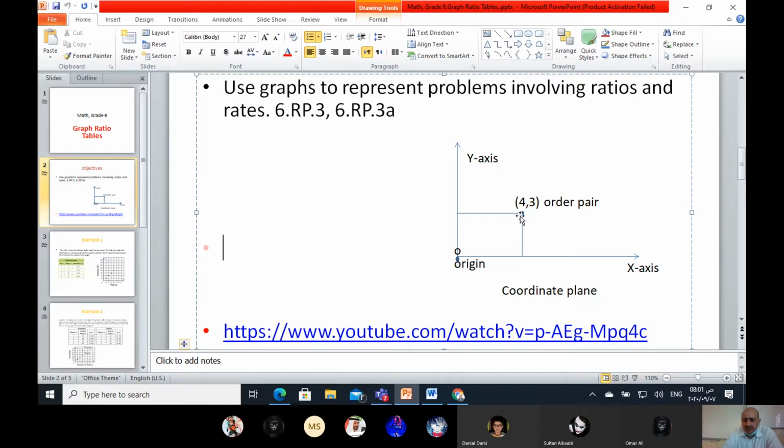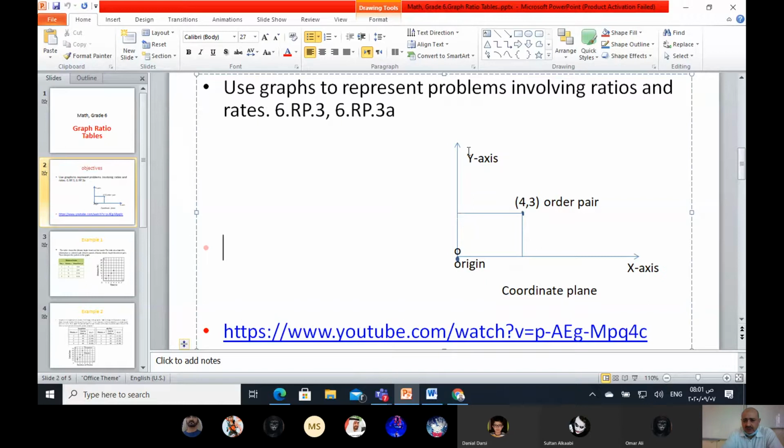And here we have a point. The name of this point is ordered pair. As you see here, we have 4, 3. 4 means the location in the x-axis, and the 3 means the location in the y-axis. So the first number here, 4, is the location in the x-axis. The next number, 3, is the location in the y-axis.